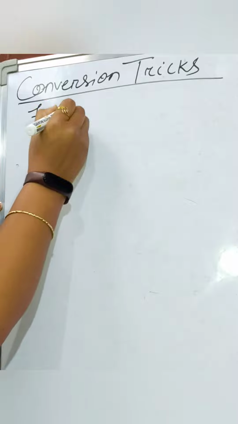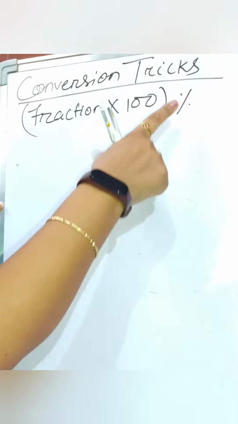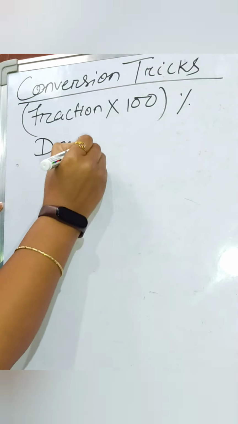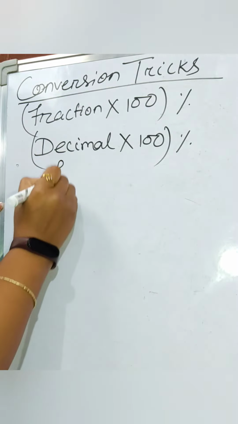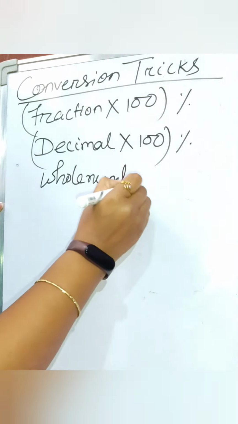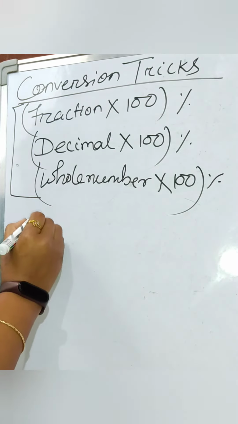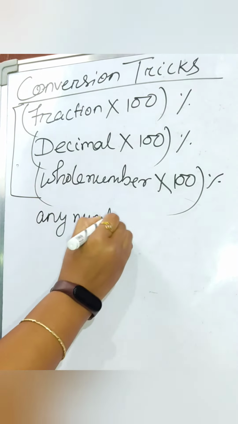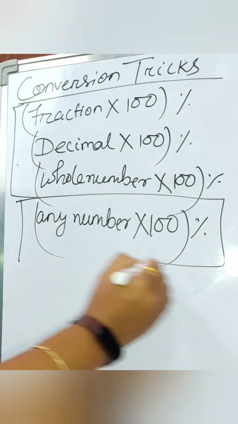Now let's do a quick recap. Conversion of any number to a percentage. If a fraction is given, then fraction into 100 inside the bracket and outside the percentage sign. Decimal into 100 inside the bracket, outside the percentage sign. Do not forget to give the percentage sign, or else it will be totally wrong. Whole number into 100 inside the bracket, outside the percentage sign. It means any number you want to convert to a percentage, just multiply by 100 and outside the bracket keep the percentage sign.